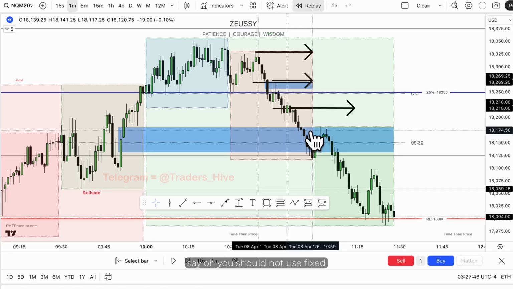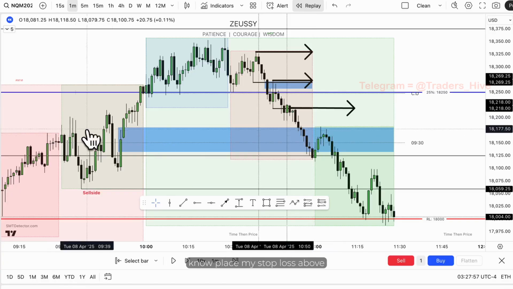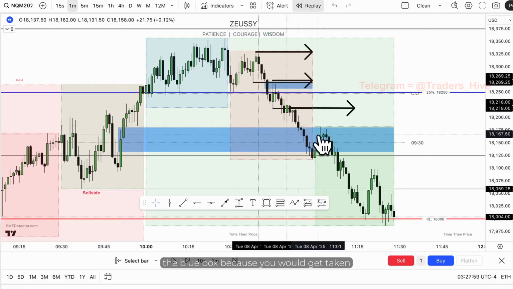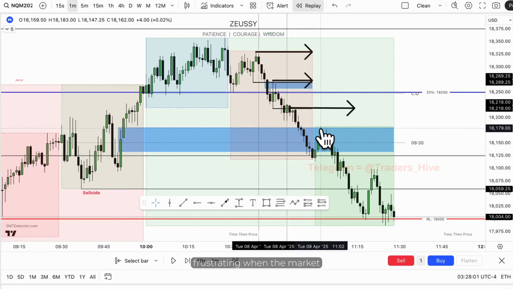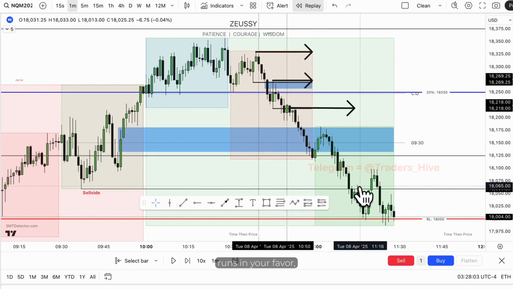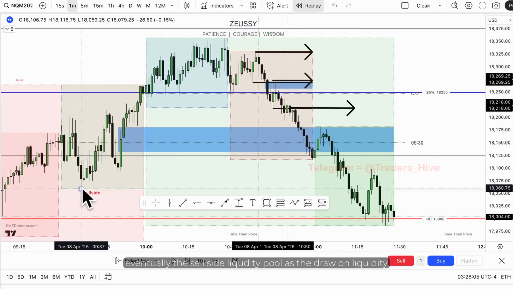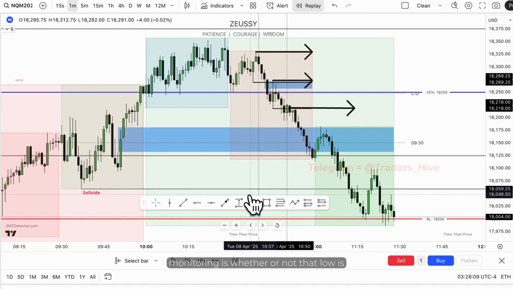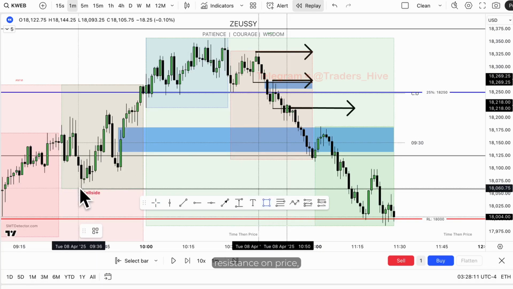So that's not to say you should not use fixed invalidations. Absolutely, you should use fixed invalidations. But in an example like this, you cannot say, I'm going to place my stop loss above the blue box, because you would get taken out here and then you would be frustrated when the market runs in your favor. Eventually, the sell-side liquidity pool as the drawing liquidity gets reached, and from that moment in time, what we're monitoring is whether or not that low is going to function as resistance on price.